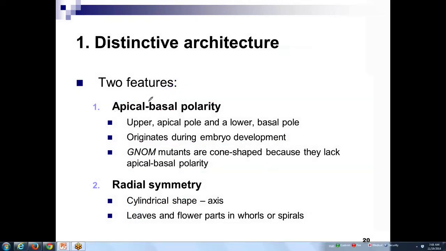You could see in all flowering plants, you have apical basal polarity. What does that mean? That means there's an upper apical pole and a lower basal pole. There's a top and a bottom. This all starts very early in embryonic development.